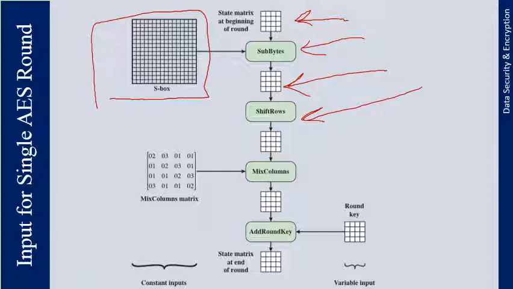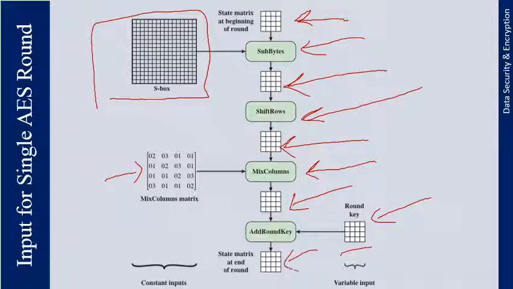After performing the operation we again get a state matrix, and then we multiply the mix column matrix with our state matrix to get the mix column transformation, and it will output another state matrix which is combined with the round key matrix word. It is performed on a constant input and a variable input from the round key matrix, and after this step a state matrix at the end of each round is produced.